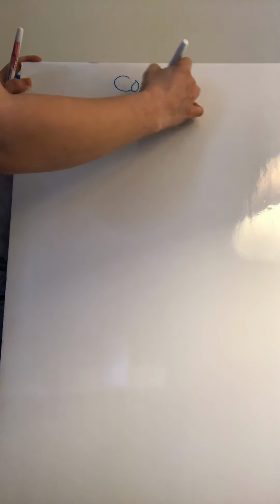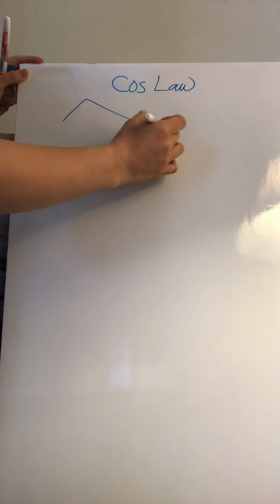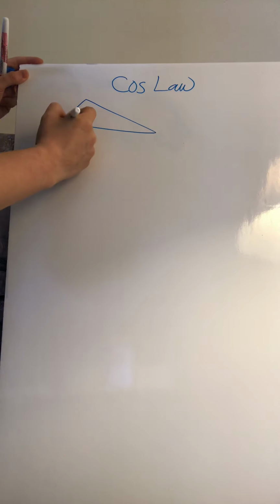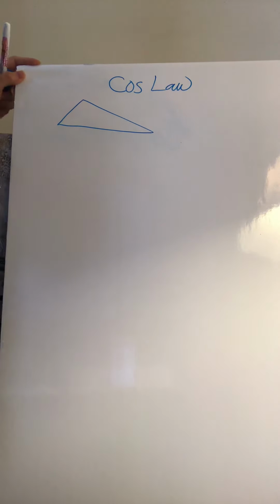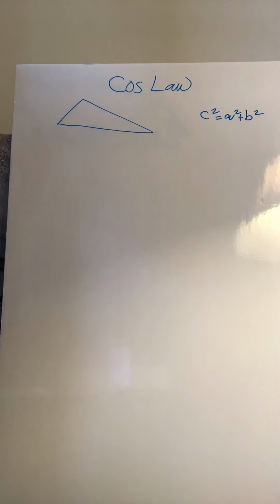So in this video, I want to teach you cosine law. What is cosine law? Cosine law is used when we want to find a missing angle or a missing side in a triangle. So two cases that we have them. Do you recall the Pythagorean theorem? Pythagorean theorem would tell us that c² equals a² plus b², in a right angled triangle.